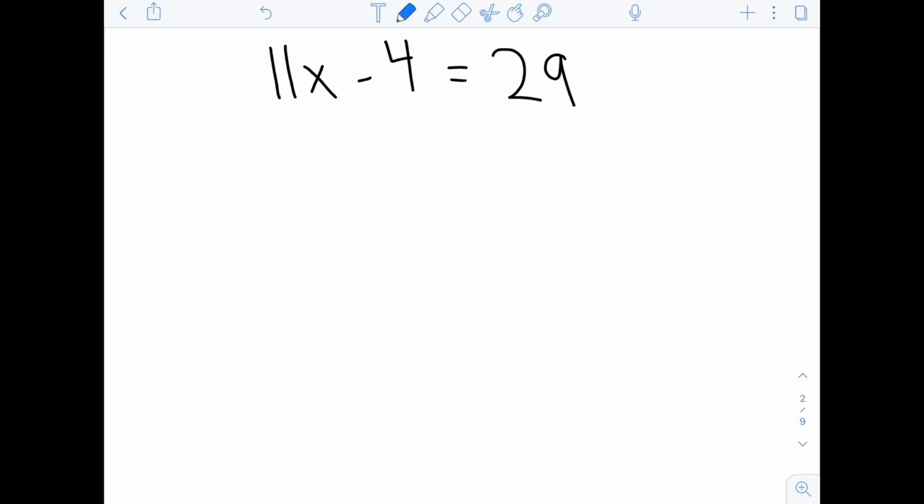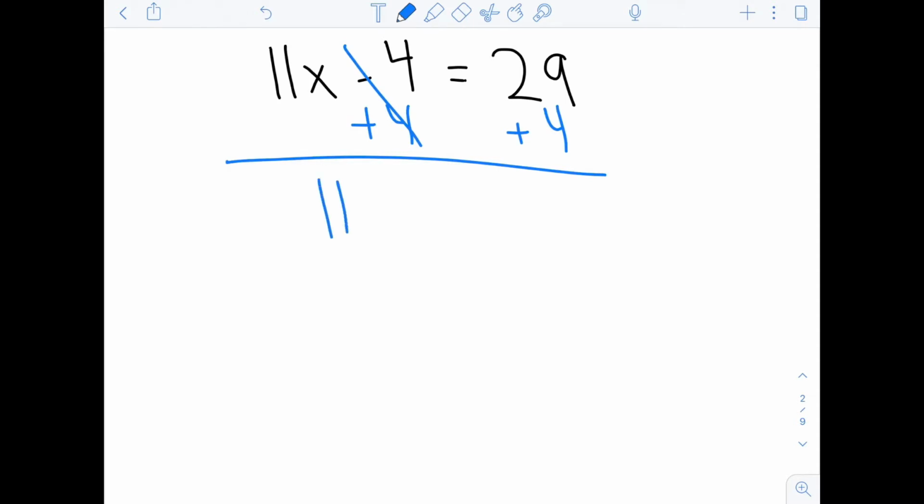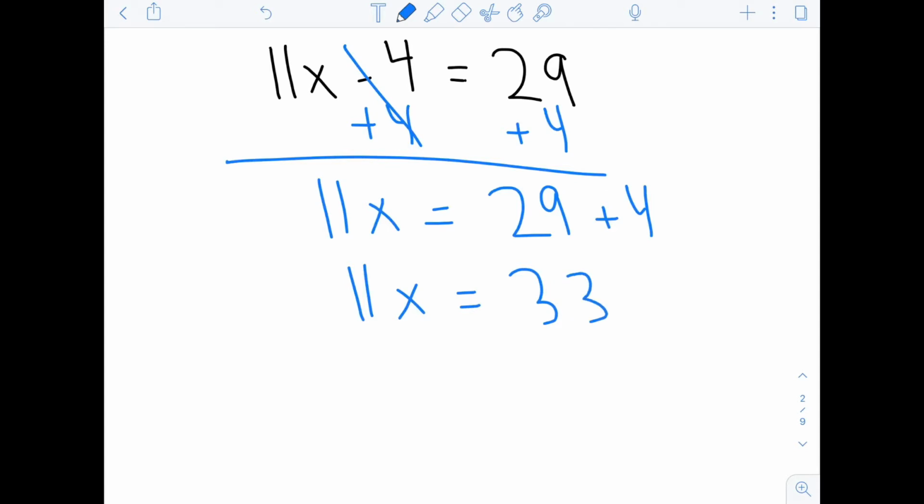To get rid of -4, we can add 4 on both sides. So -4 plus 4 is 0, so that's going to cancel out. And you're left with 11x equals 29 plus 4. And we know that 29 plus 4 is 33.